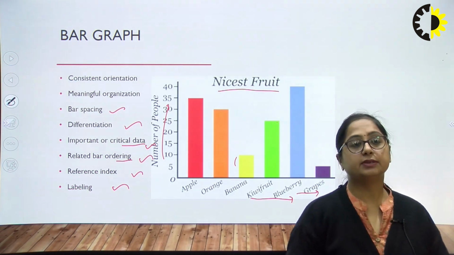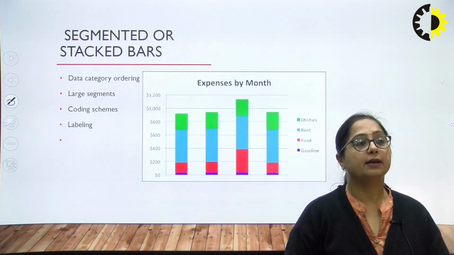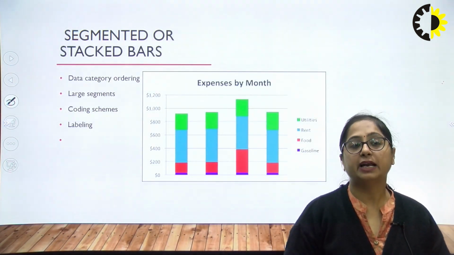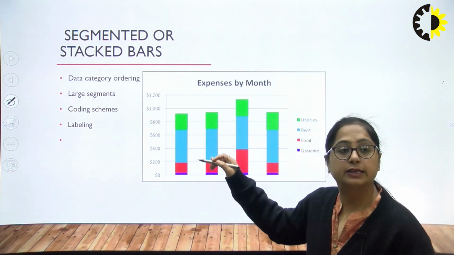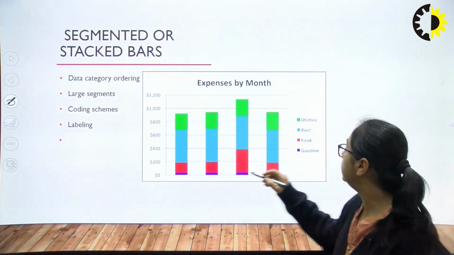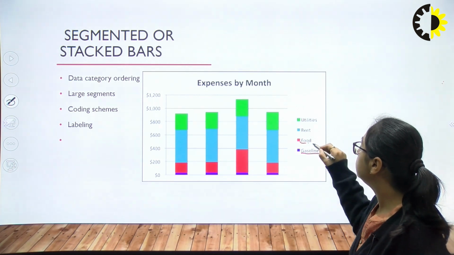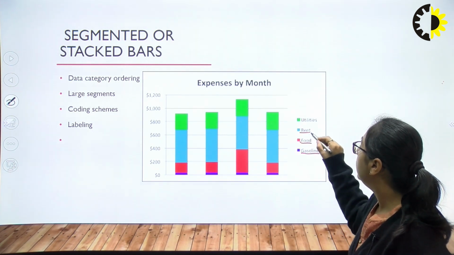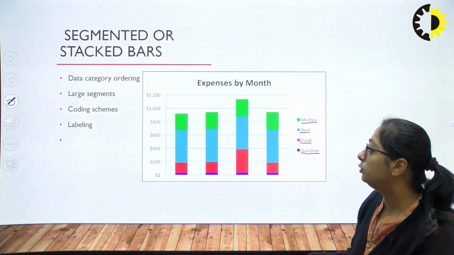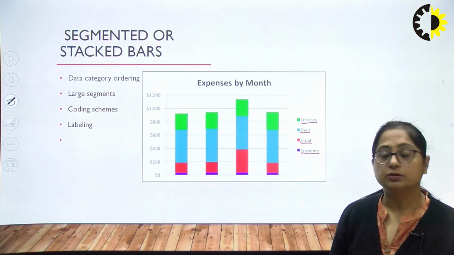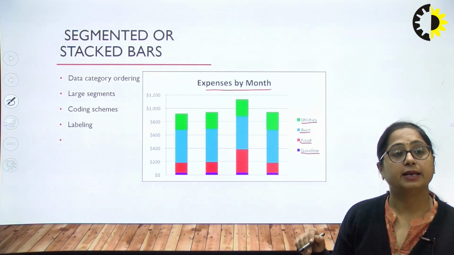So this is what is represented here. You can show the data in the form of bars. This is the segmented or stacked bar. Here you can see four stacks. In the four stacks, the first blue one is the gasoline, the second, red, represents the food, the other blue color represents the rent, and the green color represents the utility. So this is the title of that segmented or stacked bar, the expense by month.